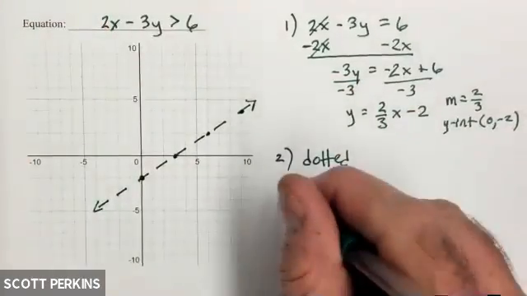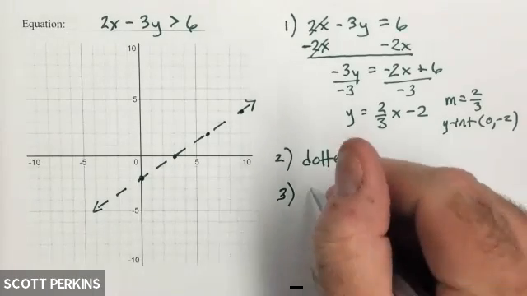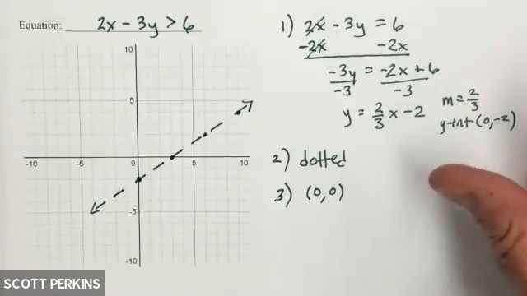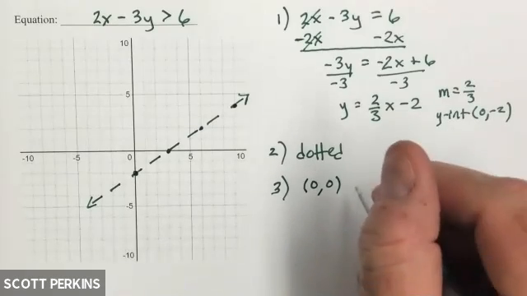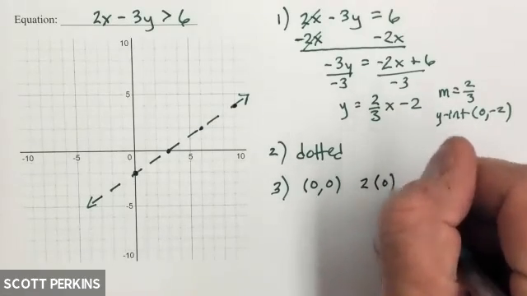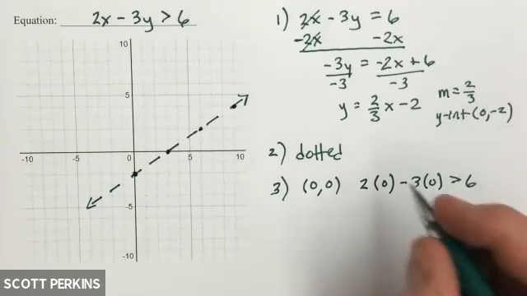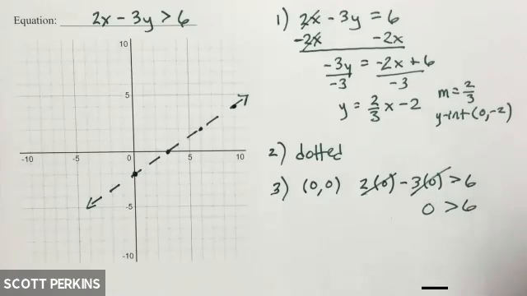Now I have to shade. You can pick any test point you want that's not on that line. Somebody tell me what test point you used. Oh, you guys just love me. I get it, (0, 0). That is the best point to use, in my opinion, because it makes the arithmetic easier and we like easy. So I have 2 times 0 minus 3 times 0 is greater than 6. 2 times 0 is 0, 3 times 0 is 0. So I got 0 greater than 6. Is that a true statement or a false statement? Again, that's false.